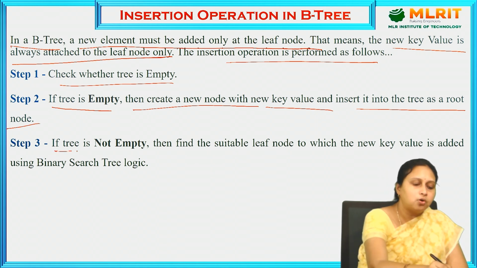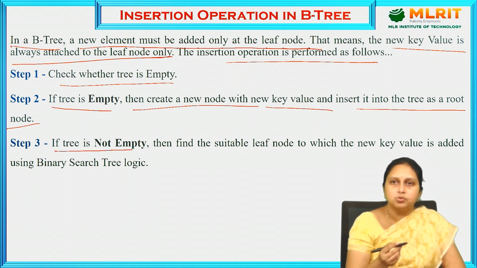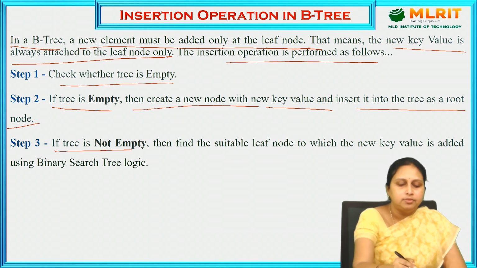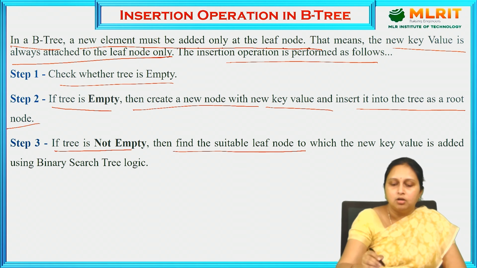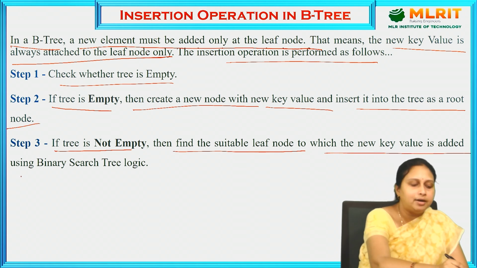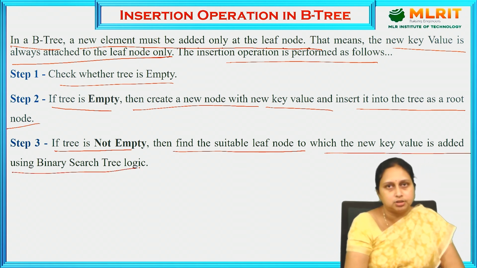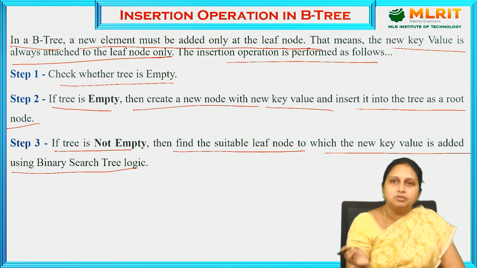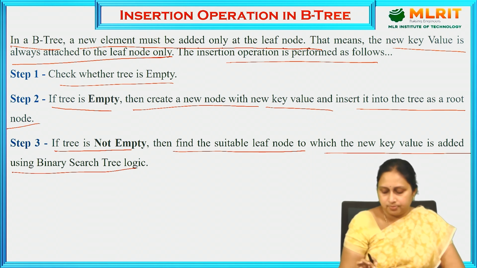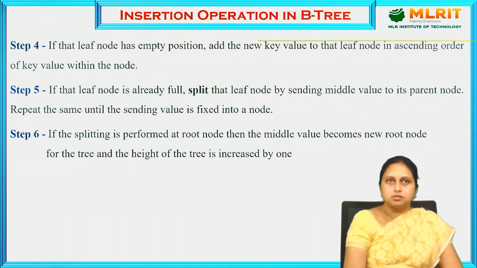If the tree is not empty, meaning it already consists of some values or nodes, then find the suitable leaf node to which the new value is added using binary search tree logic. That means we need to check for the location in the leaf node where I need to insert, following the binary search tree condition. At the same time, it has to be placed in sorted order. This is the third step.